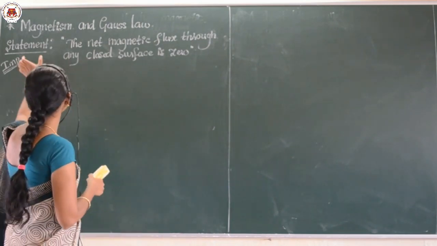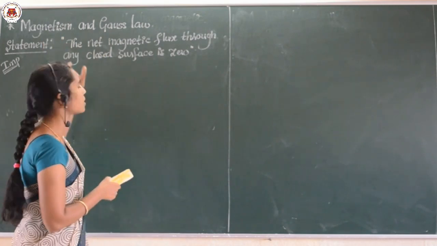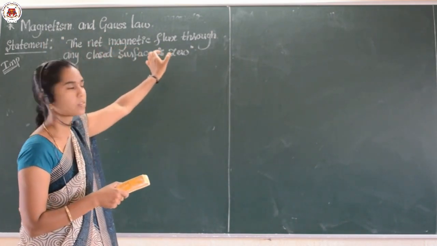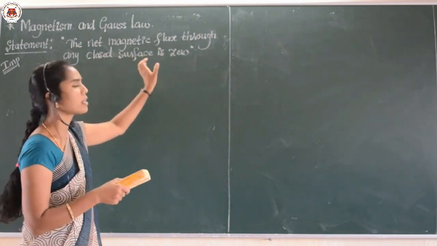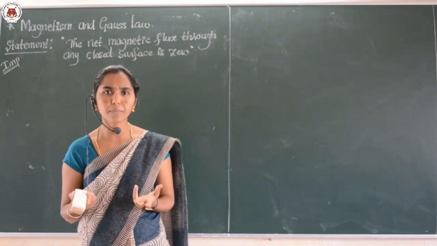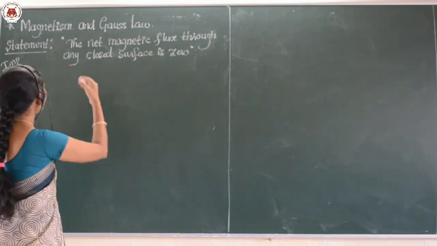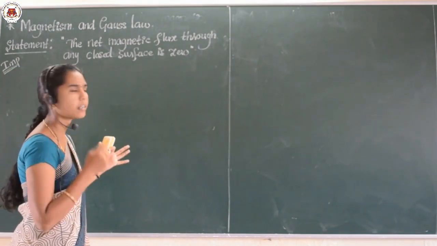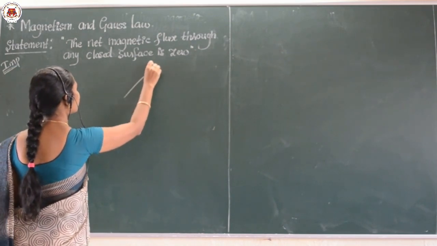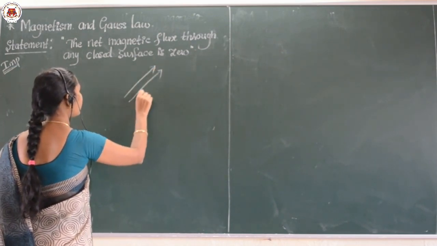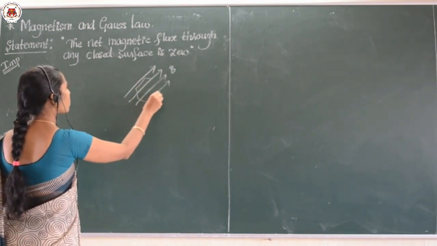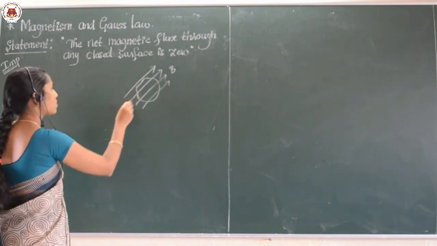The statement for the Gauss law in magnetism is that the net magnetic flux through any closed surface is 0. What is it actually telling? Let us understand the law through the diagram. Assume here there is a magnetic field, call it B, and there is one closed surface.